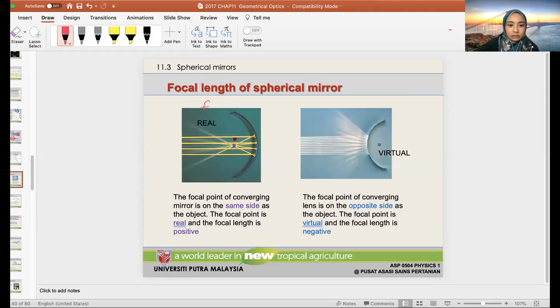This is an example of the focal length of a spherical mirror where the focal point is real. If I am here, the focal point is in the same dimension as I am. That is a real focal point. Whereas if I am in front of the mirror but the focal point is behind the mirror, that is when our focal point is virtual and it is negative. This one is positive.